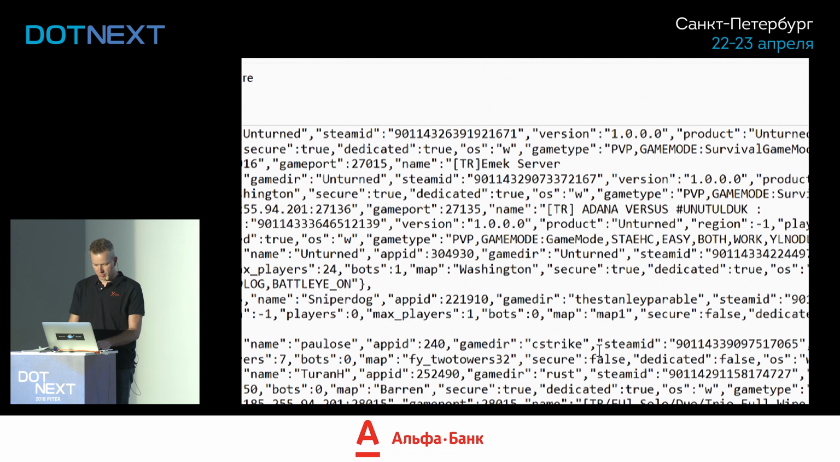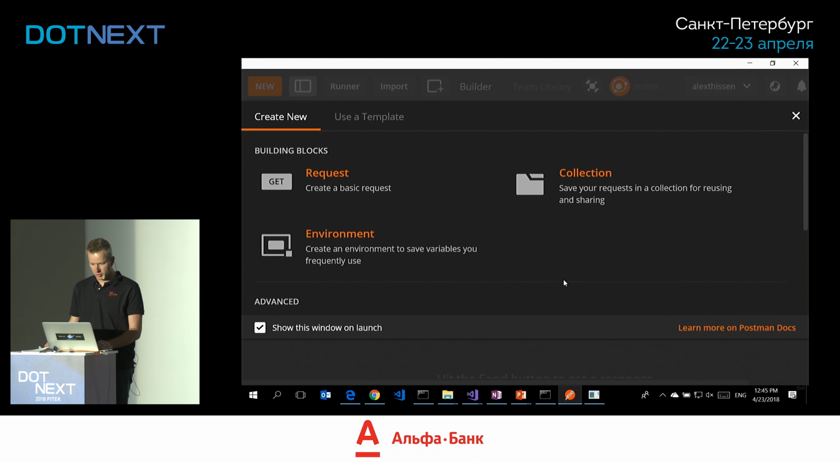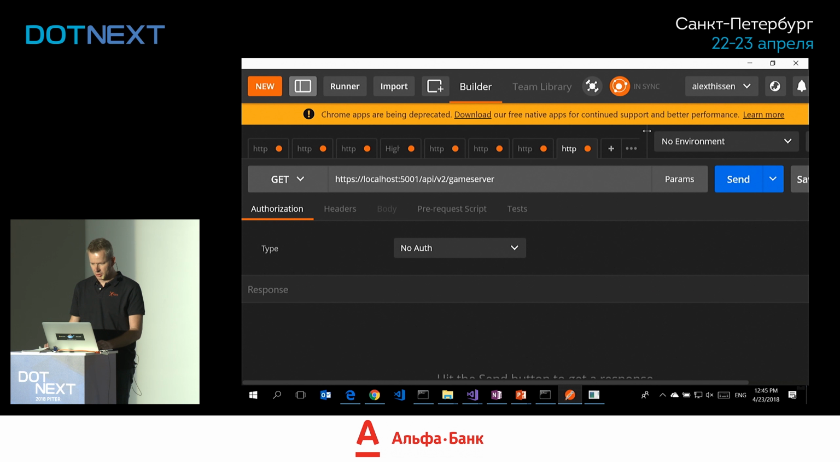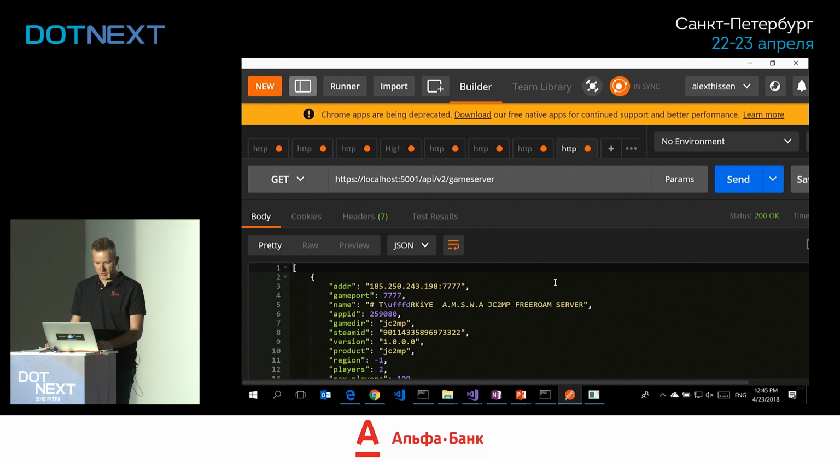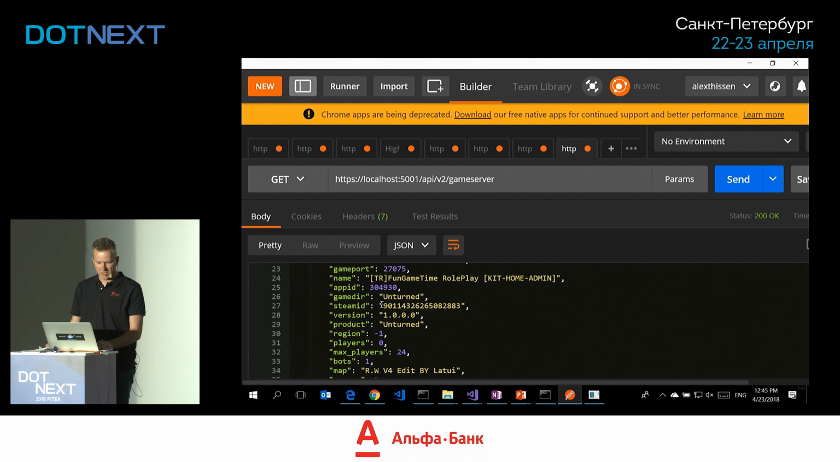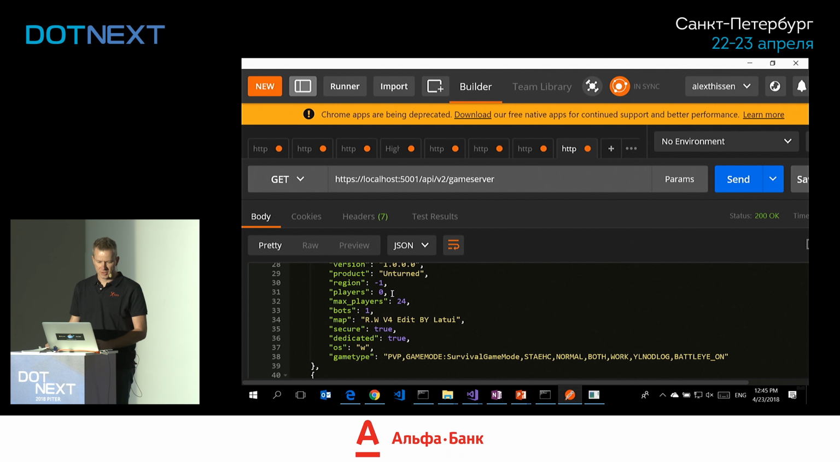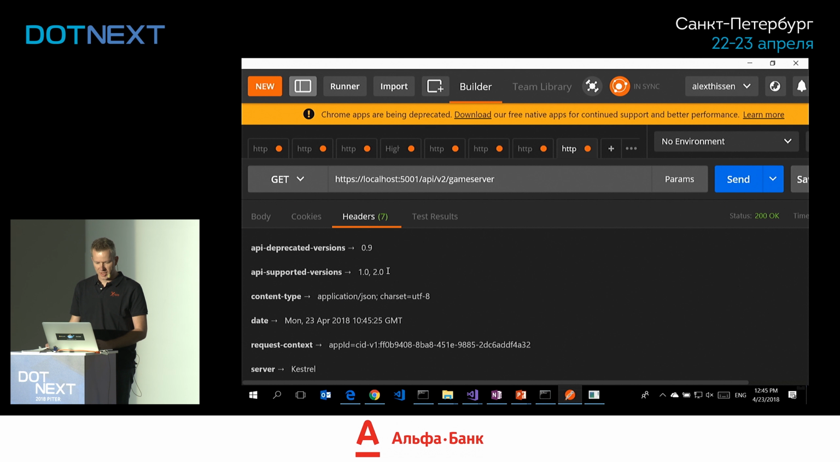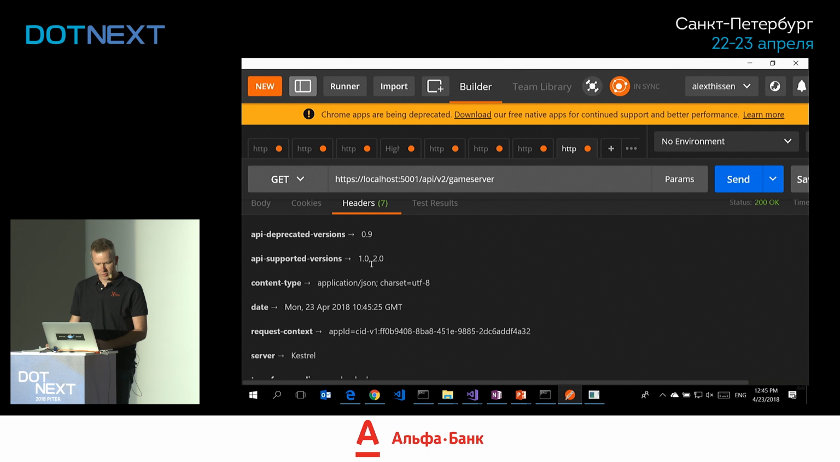If we run this from something where you can actually see a little bit more, we can go to here. We can take this one, send it out. You can see that it has the payload in JSON now, so it's no longer plain text. We've done some formatting, and inside of the headers, we should be able to see that there's this API deprecated version and the supported versions that are in there. So now we have a versioned Web API. We can start building newer versions, and clients can choose whichever one they can consume.